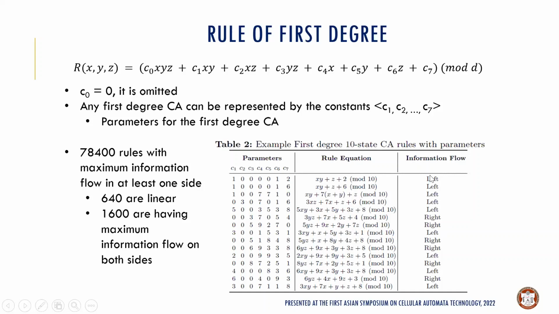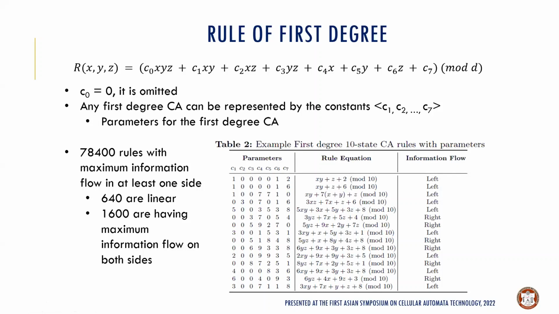You can see we have sometimes left directional information flow, sometimes right directional information flow. The rule itself can be represented by a simple equation, but more than that, we can simply represent it by a 6-tuple of these numbers, or maybe we can take the string and say that this is going to be our number.